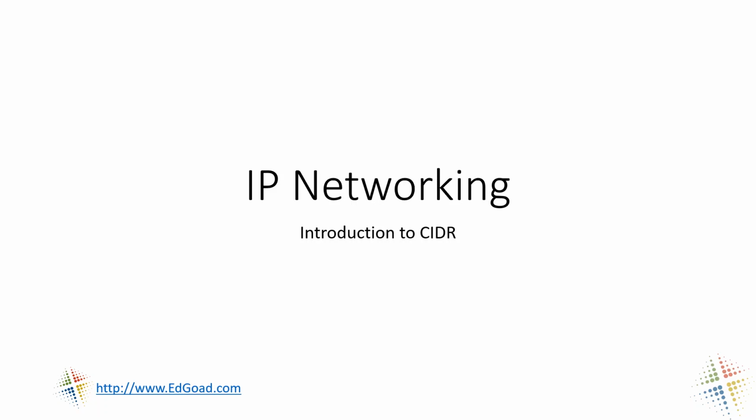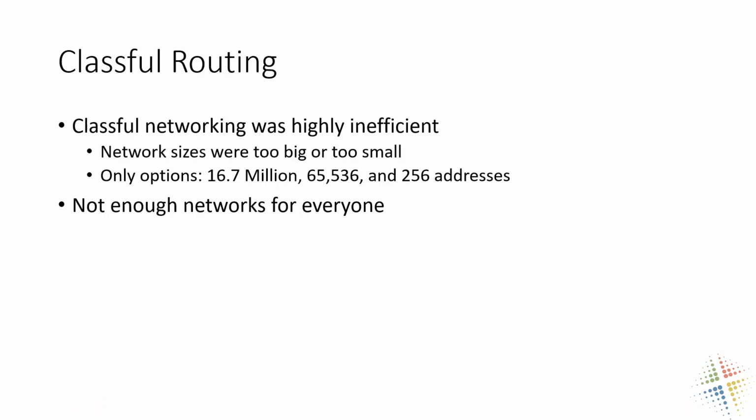And now we get to continue our discussion about IP networking by talking about an introduction to CIDR. CIDR is classless interdomain routing and is used instead of classful routing. Now, classful routing, if you recall, has to do with using classes such as class A, B, or C, because, well, it turns out that the classes were pretty much inefficient.